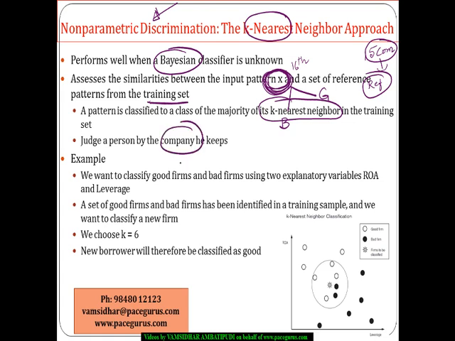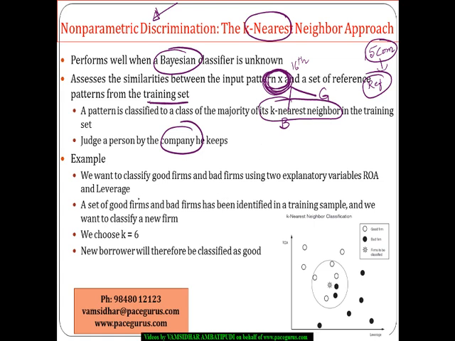Depending on the kind of friends the person has, you can very well assess the behavior of that particular person. You can very well assess the quality of that particular person. The same logic: depending on what kind of borrowers are there in the neighborhood of this selected borrower, you can very well assess the creditworthiness of this particular borrower.